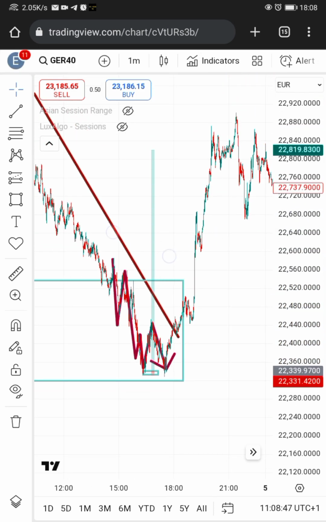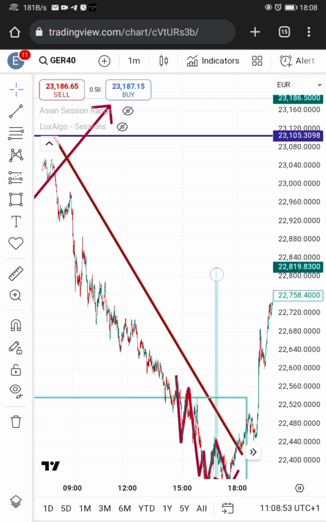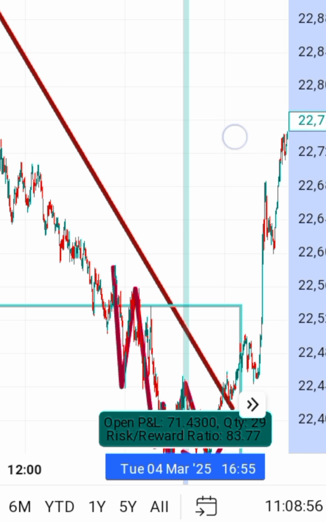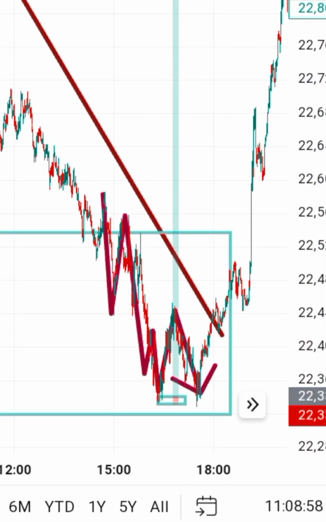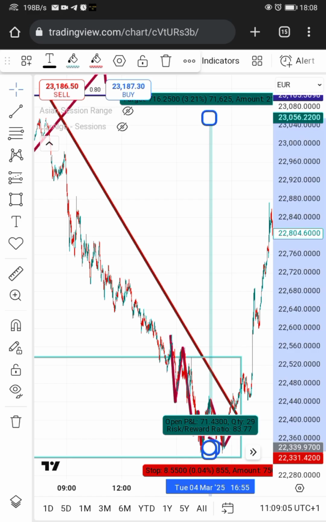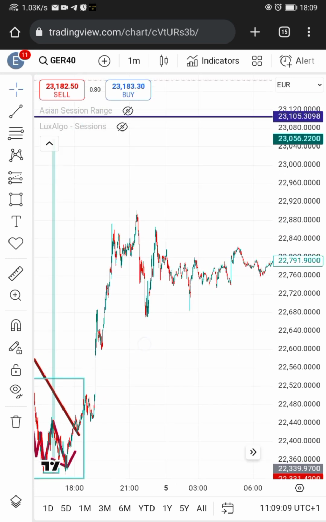You see here, this very zone, this high right there, was supposed to be my TP. From that entry to that point, it was supposed to have been 1 to 85. Supposed to be 1 to 83. But what happened? The market smashed me out.